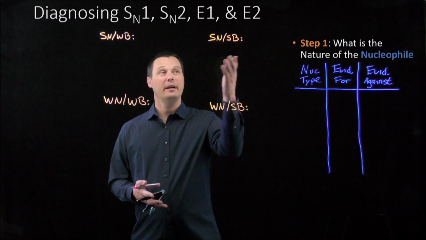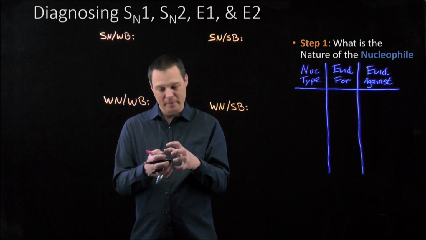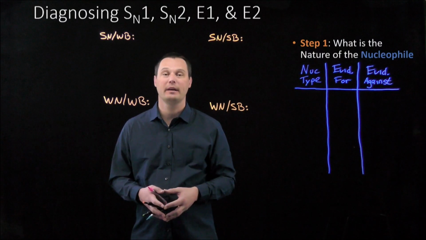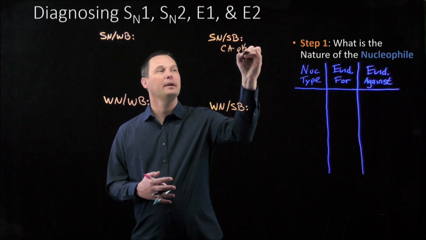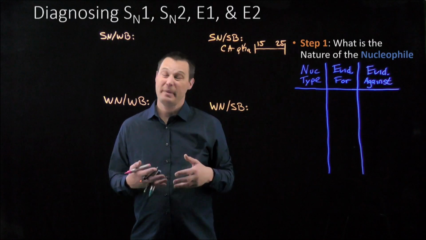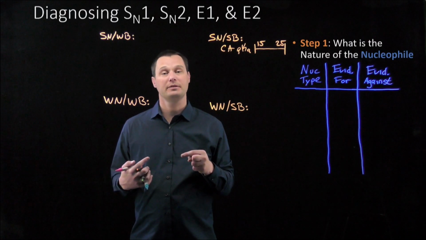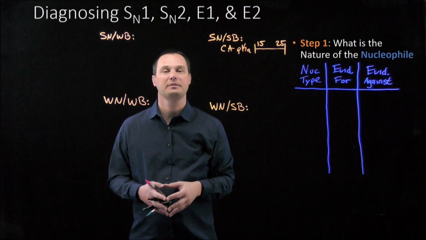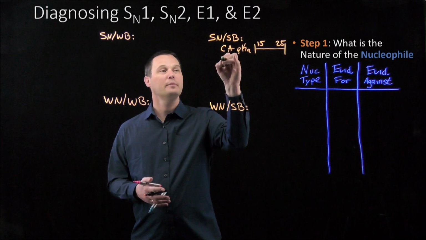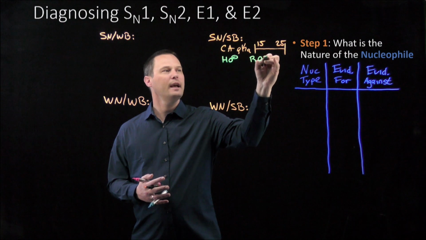To be a strong nucleophile and a strong base, we need a lot of inherent energy packed in a very small volume, probably a full negative charge. We can recognize strong nucleophiles and strong bases because they have a conjugate acid pKa between 15 and 25. Bases don't have pKa's, but their conjugate acids do. And if the conjugate acid is between 15 and 25, that would classify that molecule as a strong nucleophile, strong base. These would include molecules like hydroxide, or really any alkoxide.